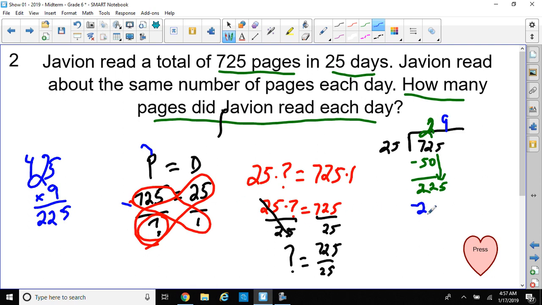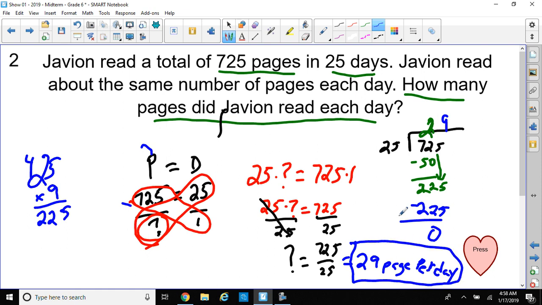So 225, subtract. That gives me 0. So he read 9 pages on average in one day, per day. So 9 pages per day. I'll circle my answer because we did a lot of work there. So that's how I would tackle that question. Let's check it, make sure we're right. Yes. Okay.